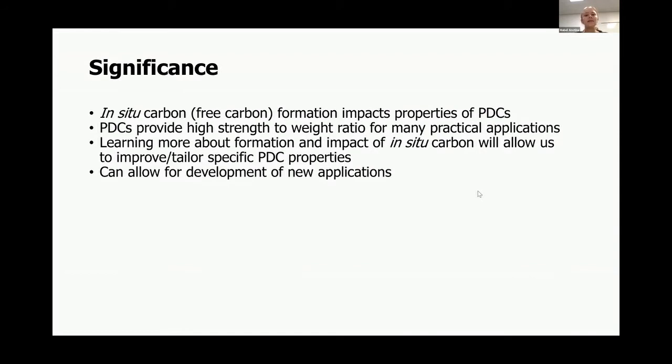So PDCs can be very useful in a lot of different applications because of some of their desirable properties, such as having high strength and low weight, as well as having favorable electrical and thermal properties. And in situ carbon or free carbon is going to impact these properties. So learning more about free carbon is going to allow us to improve upon and tailor the properties of PDCs and allow for the development of better and improved applications of PDCs.